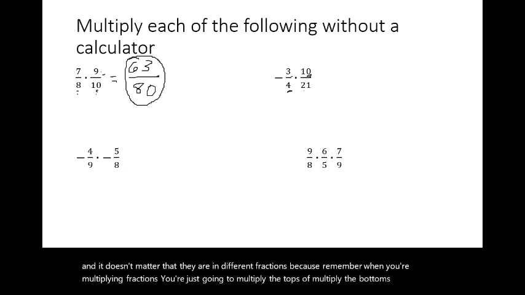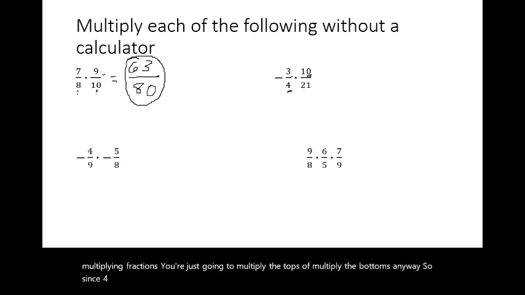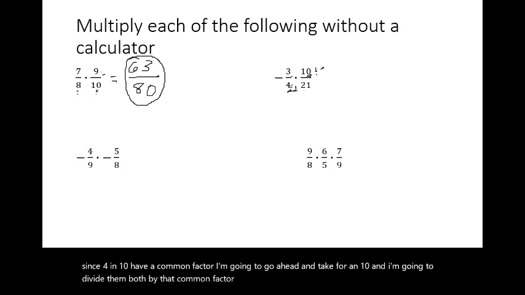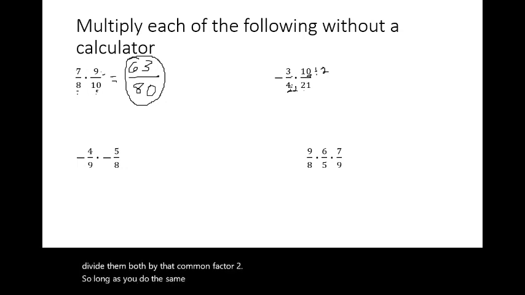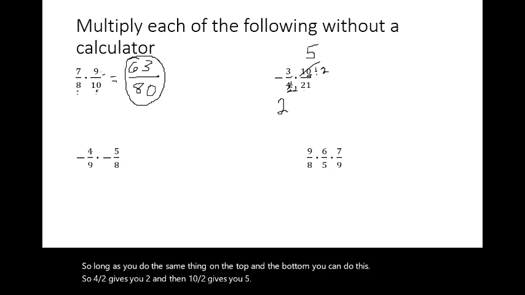So since 4 and 10 have a common factor, I'm going to go ahead and take 4 and 10, and I'm going to divide them both by that common factor 2. As long as you do the same thing on the top and the bottom, you can do this. So 4 divided by 2 gives you 2, and then 10 divided by 2 gives you 5. And again, we're going to ignore the negative for a moment.